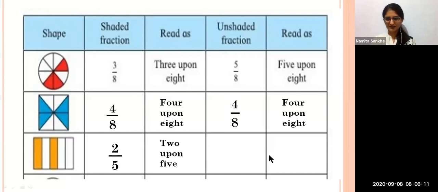Here, what will come in these two boxes? How many parts are not colored? 5/2. Okay. Again, think of it. How many parts are not colored? 3/5. Very nice. 3/5. There you go. Very good. Okay. So children, you know how to read the fractions and the diagrams, correct?